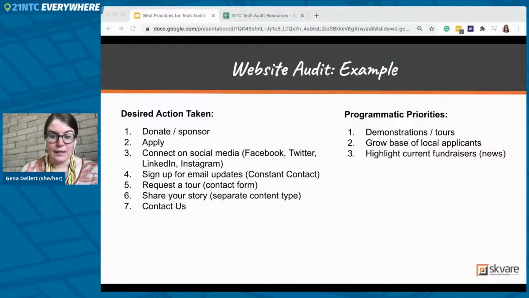And then thinking about the desired actions. Their number one was to become a donor or a sponsor. Number two was to apply. Number three was to connect in some way. Number four was to stay in touch, in their case, with email news. So it's not a lot. These are probably 90% of the same sorts of actions that you may have, or you may want your community to take. Maybe the order is different.